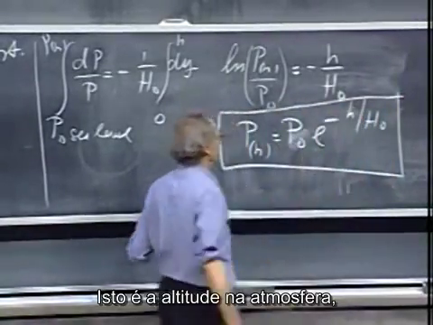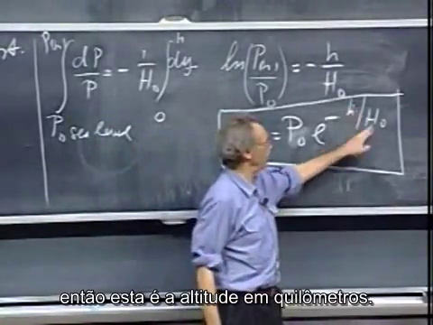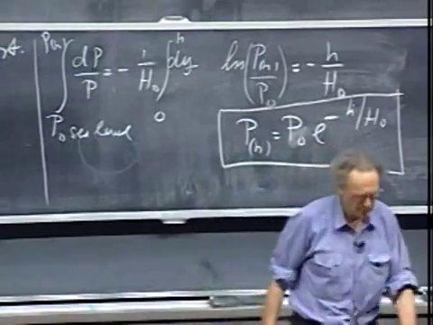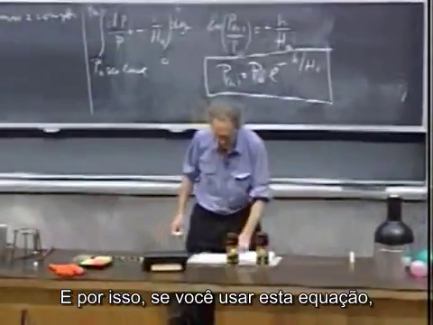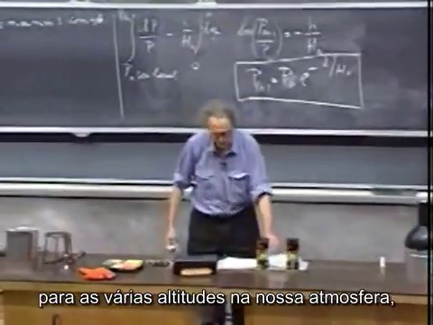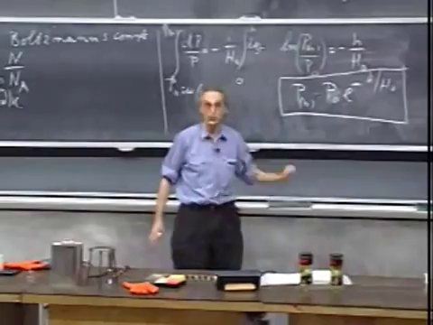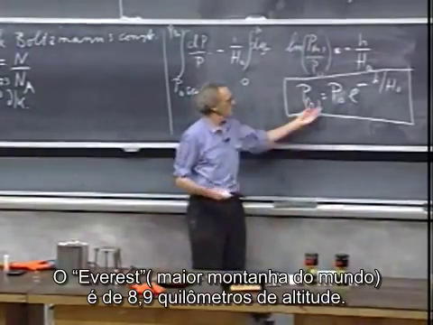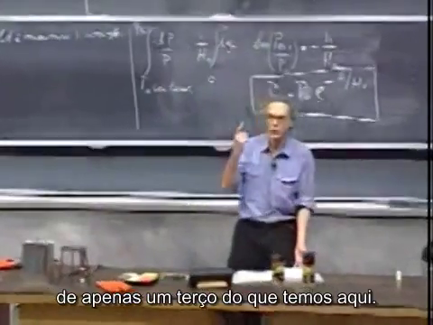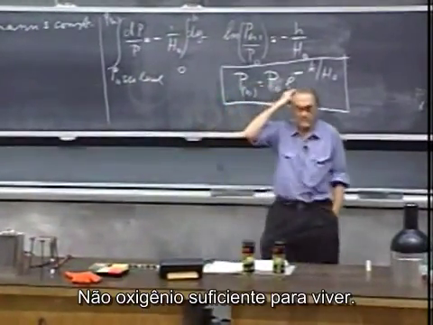This is the altitude in the atmosphere. And if you take this 8, then this is the altitude in kilometers. H0 would then be 8 kilometers. And so if you use this equation, you can calculate what the pressure is at the various altitudes in our atmosphere, and that's not a bad approximation. Everest is 8.9 kilometers high. If you use this equation, you'll find that the atmospheric pressure there is only one-third of what we have here. Not enough oxygen to live.